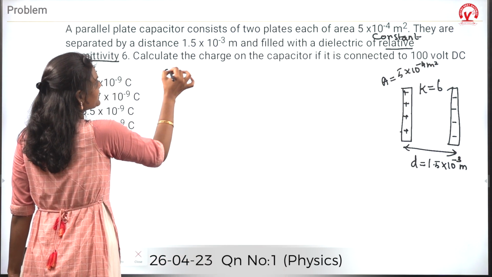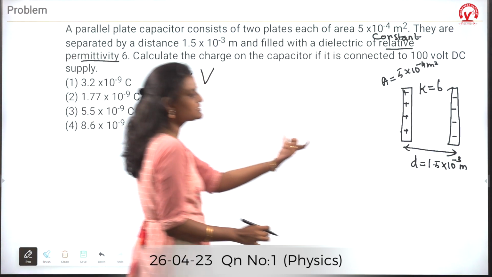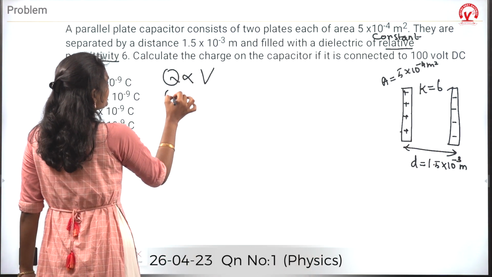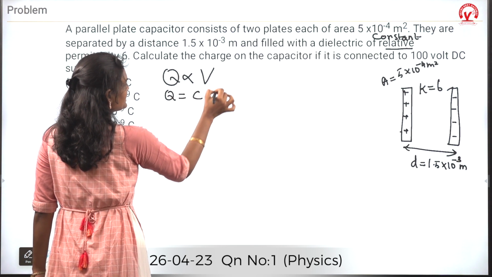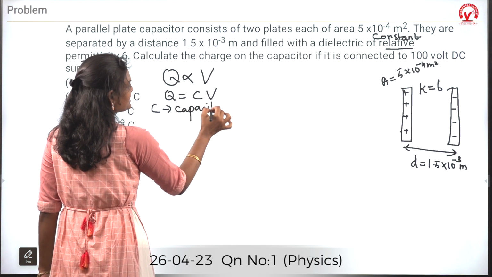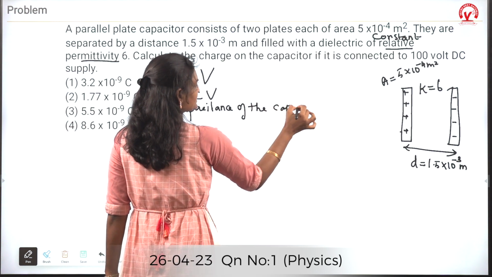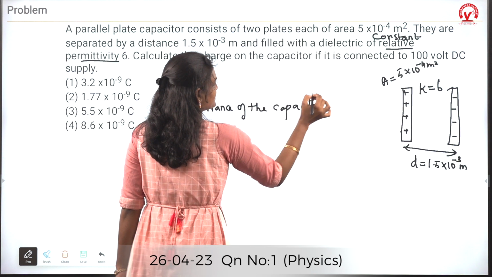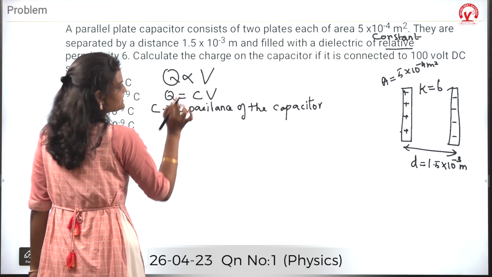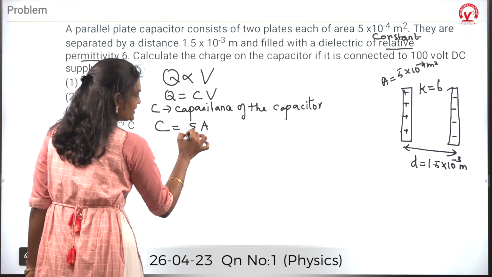The charge stored in the capacitor is directly proportional to V. V is the potential difference present between the two parallel plates. Now this can be written as Q is equal to CV, where C is the capacitance of the capacitor. Now we want to calculate the capacitance of the capacitor. So C is equal to epsilon A divided by D.